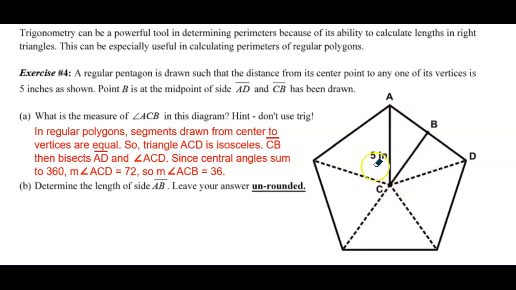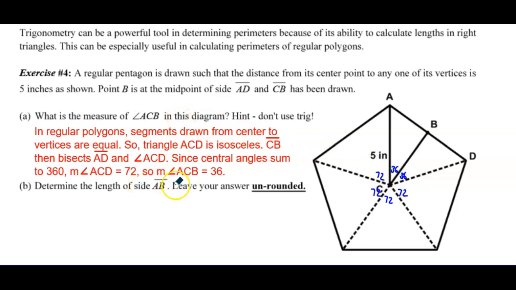So central angles all the way around this thing would be 360 divided by 5. We have 72 in each one of them. So if I go all the way around this figure, it's 72. When I get to this one, I'm just going to split it, 36 and 36. And so that's angle ACB.